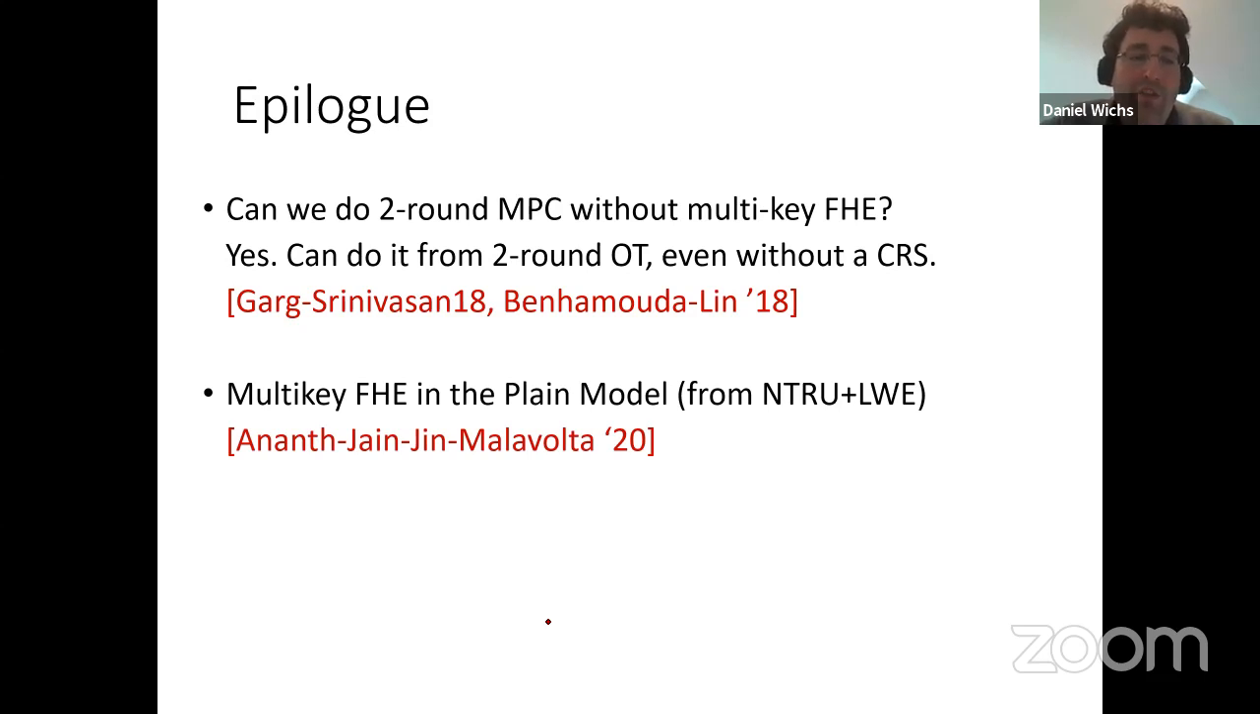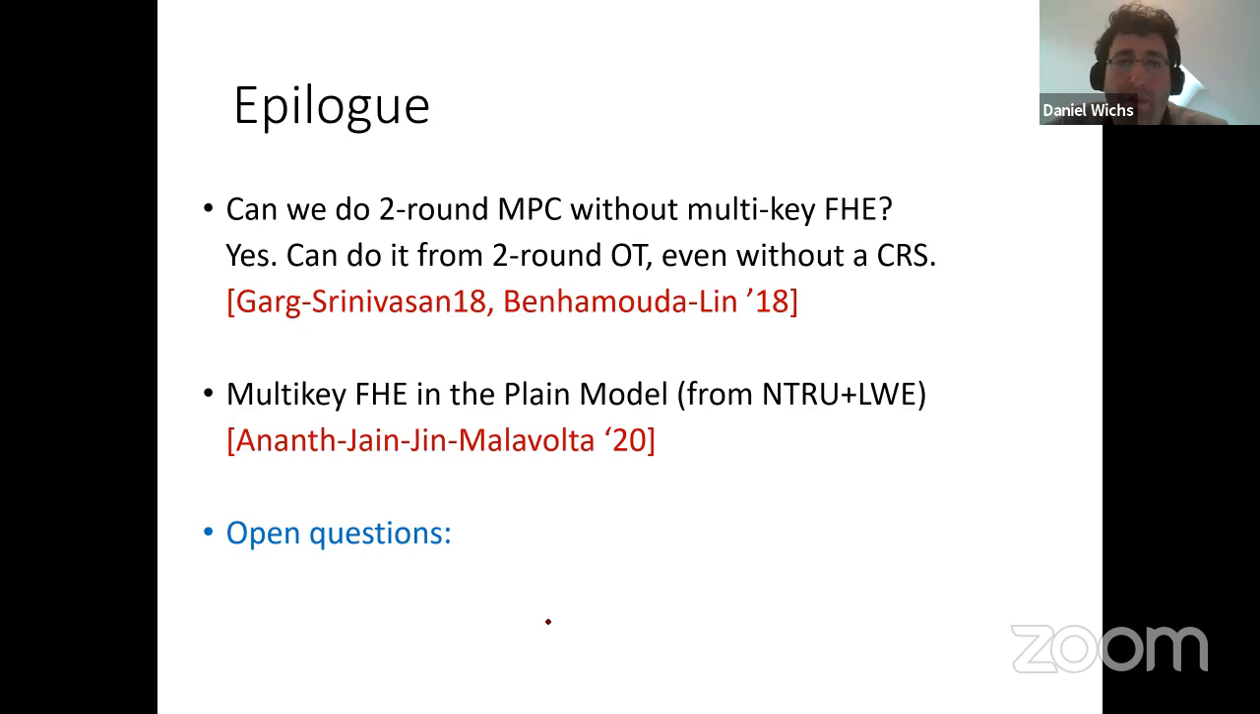Another question is whether you can construct multi-key FHE in the plain model. If you remember, in our construction the parties chose their public keys and secret keys independently, except that they had this common shared matrix B that they all used. We said there was a common parameter, or common reference string, that all the parties needed in order to compute on the ciphertexts of all these parties together, and it wasn't clear if you could get rid of it. There's a very recent beautiful work that shows how to get rid of this, how to construct multi-key FHE in the plain model. Unfortunately, not from LWE directly, but from some combination of NTRU and LWE.